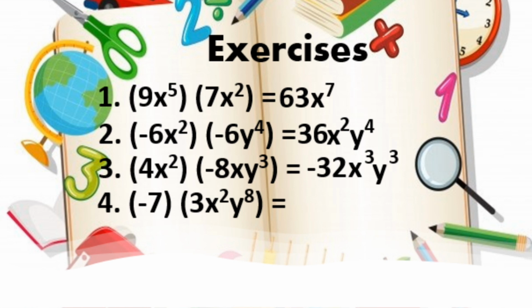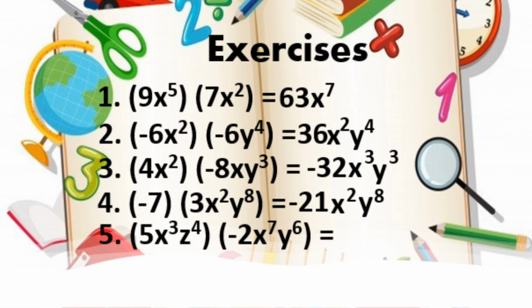And then number 4, we have negative 7 times 3x squared y to the 8. So let's just simply multiply negative 7 times 3. The answer is, okay, correct, it's negative 21. And since the first factor doesn't have any variable and exponents, we'll just simply copy the variables and exponents. Got it?